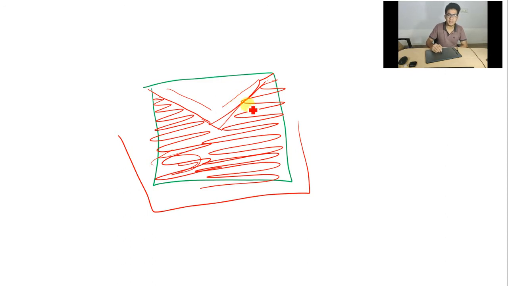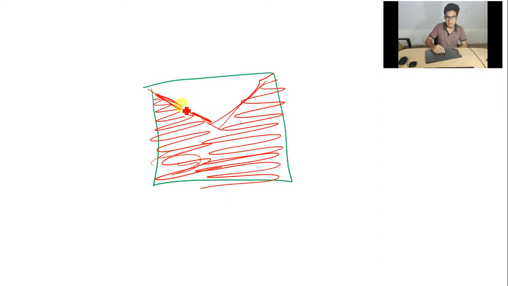Now, let me write this line equation. What is this line equation? This line equation is j is equal to i. And what is this line equation? j is equal to n minus 1 minus i.